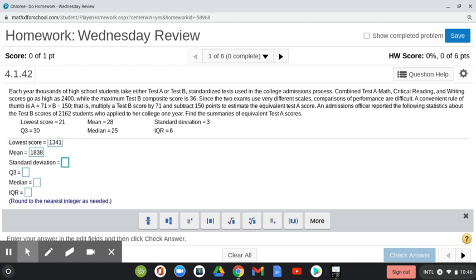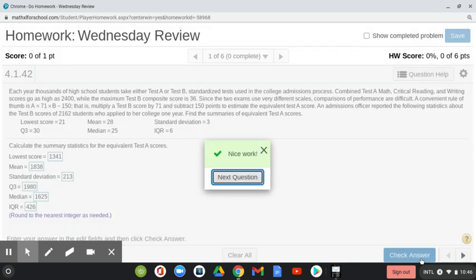Standard deviation is going to be 3 times 71 and just stays there at 213. The third quarter is going to be 30 times 71 minus 150, 1980. The median is going to be 25 times 71 minus 150. And the IQR is going to be 6 times 71, and that's 426.